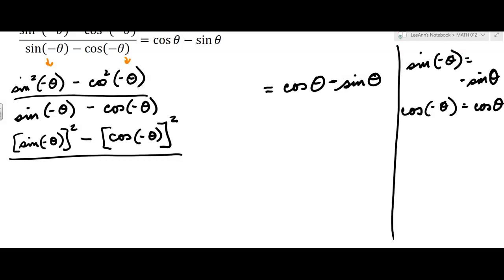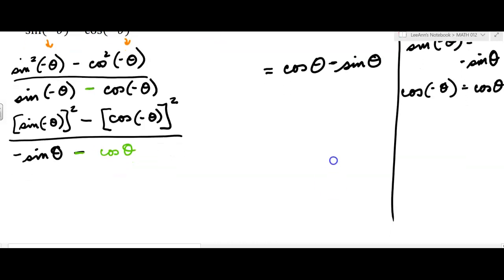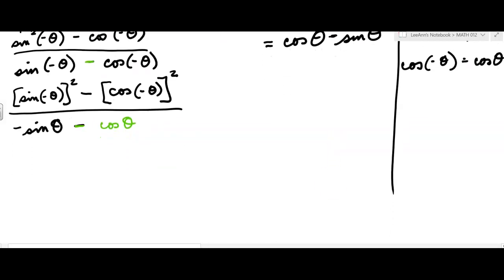Okay, so over, let's see, the opposite of sine theta, and then it's going to be minus. Now that minus sign is right here. That didn't change, okay? Cosine theta. So we'll write it like that, okay? So it still looks kind of messy. Sometimes it looks messier before it gets simplified.